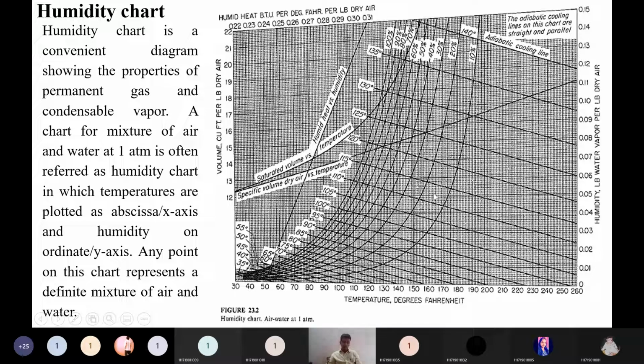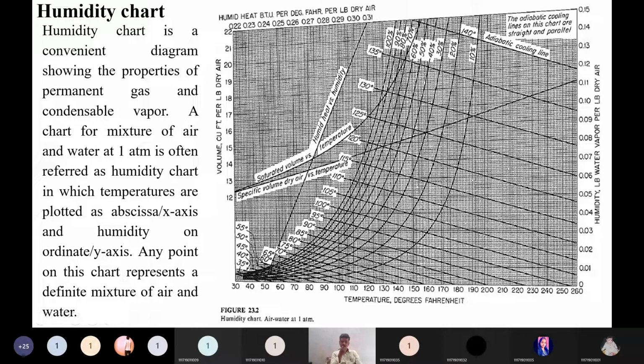Then linear interpolation between the saturation line, this 100% line, and the temperature axis can be used to locate the line for a constant percentage humidity. The slanting lines running downward to the right of this saturated line are called adiabatic cooling lines. These are labeled 135, 130, 125, 120, 115, 110, 105 degrees. All these slanting lines are called adiabatic saturation lines, whose slope is minus Cs by lambda s.